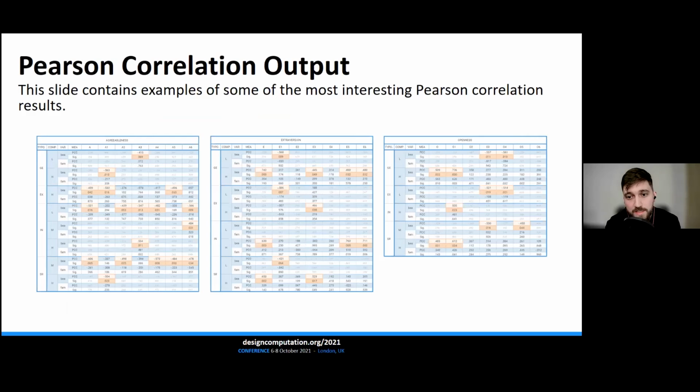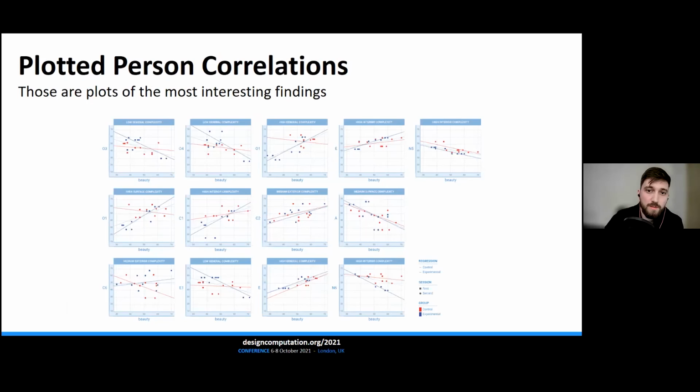This slide contains examples of the most interesting correlation results. And those are the plots of the findings from the experiment, divided by complexity groups. The red dots represent the participants from the control group, and the blue dots represent the participants from the experimental group.